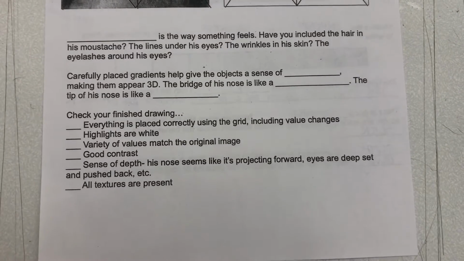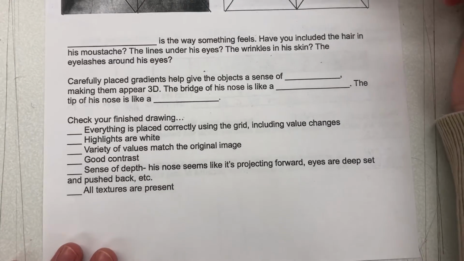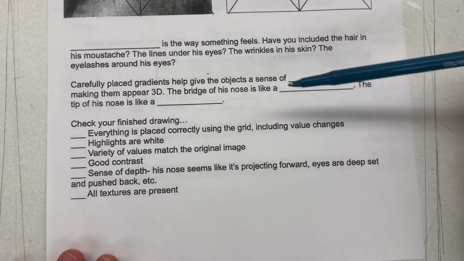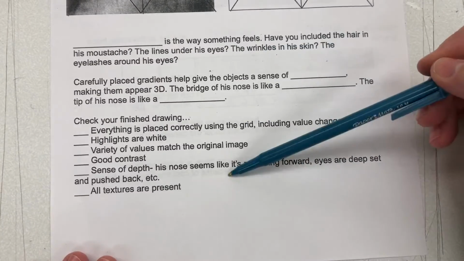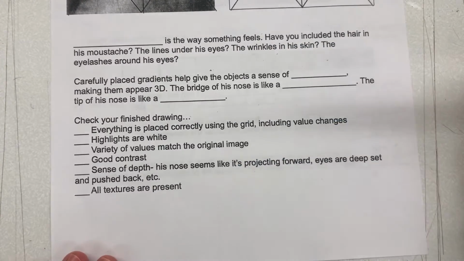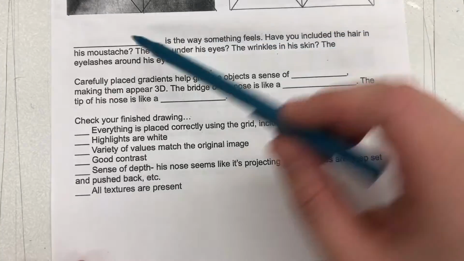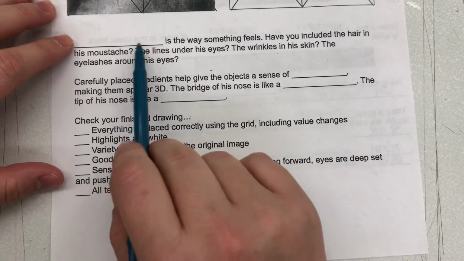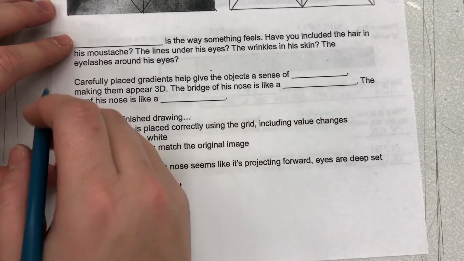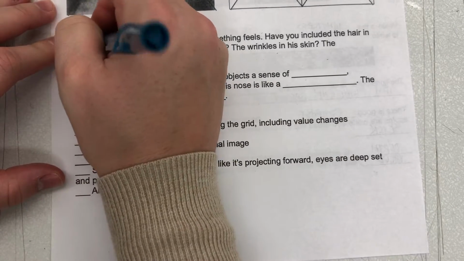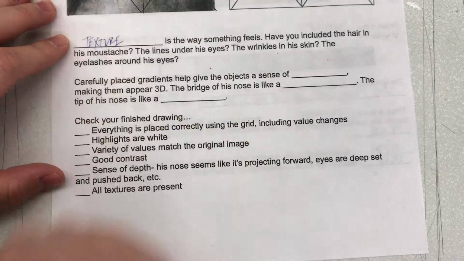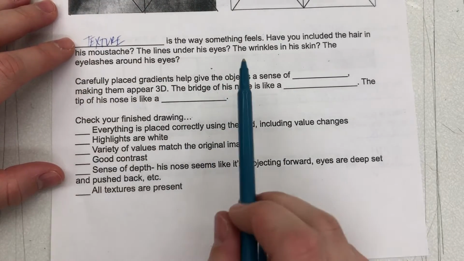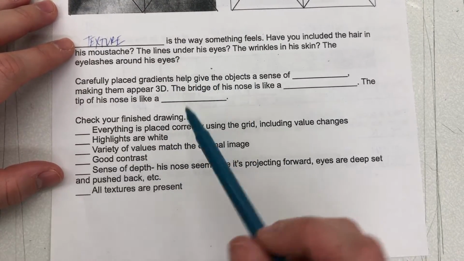All right, last section on this handout here. After you're done shading that guy at the top, let's talk about some key vocabulary, if you will, about this drawing. So the first one, blank, is the way something feels. And that is texture. Texture is the way something feels or we think it feels.